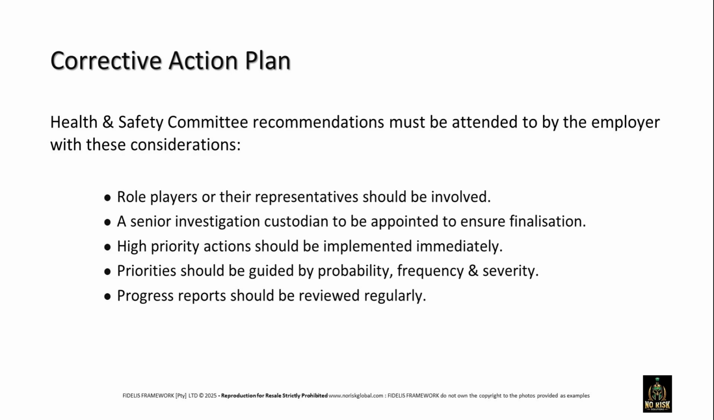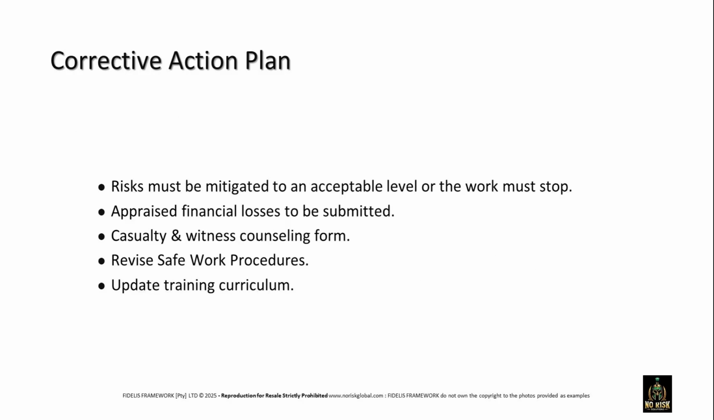High-priority actions should be implemented immediately, guided by probability, frequency, and severity, with regular progress reports. Mitigating risks to an acceptable level is crucial, or work must stop. Appraised financial losses should be submitted and casualty and witness counseling forms revised. Updating safe work procedures and training curriculum ensures ongoing safety and preparedness for future incidents.